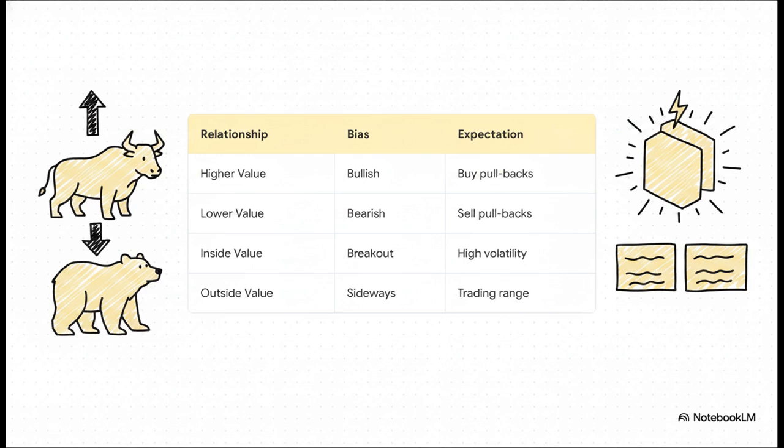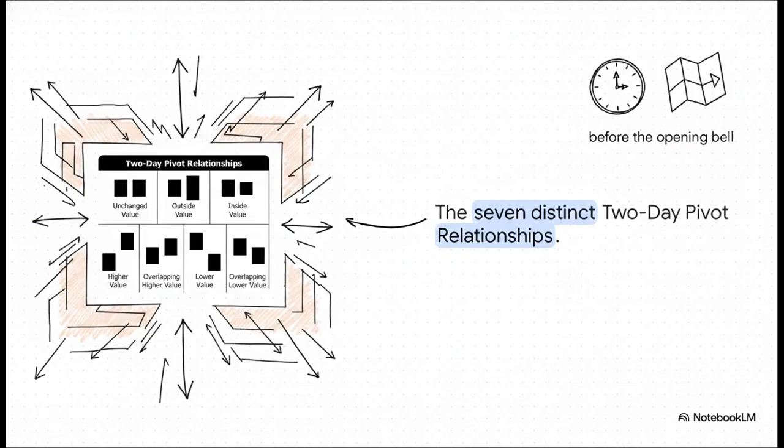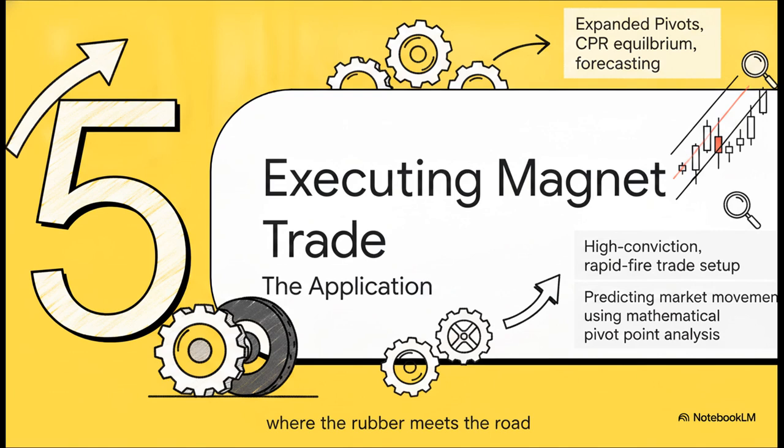An inside value day means today's pivots are completely swallowed up by yesterday's, signaling a high volatility breakout. And an outside value day typically leads to a sideways, choppy trading range. These essentially map out into 7 distinct block patterns representing 2-day pivot relationships. By just memorizing these simple configurations, higher value, lower value, inside, outside, and their overlapping cousins, you instantly gain a directional roadmap for the session. You'll know exactly what side of the market you should be trading on and what setups to look for before a single tick of the opening bell is even recorded. Talk about an edge.